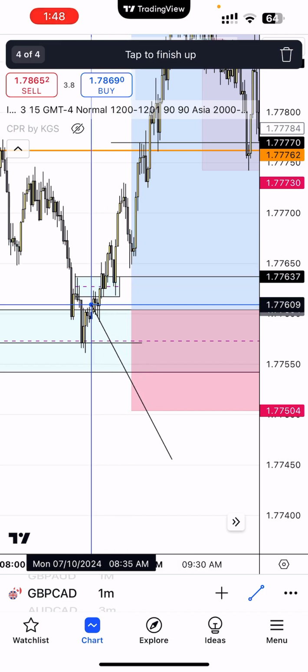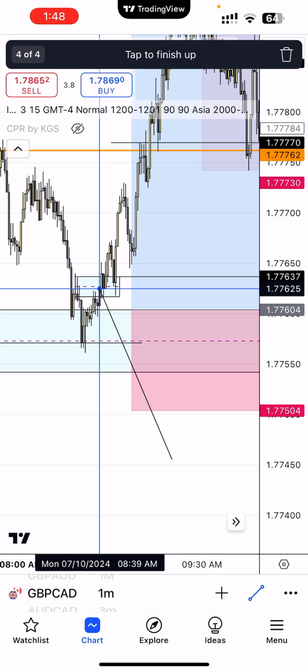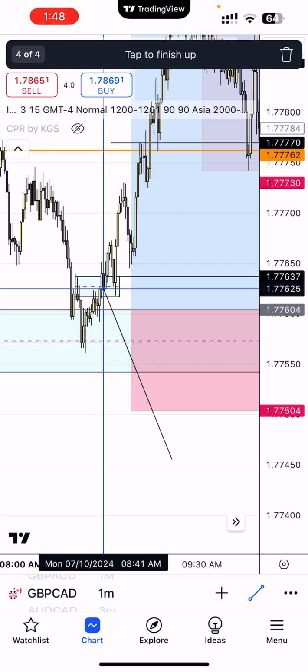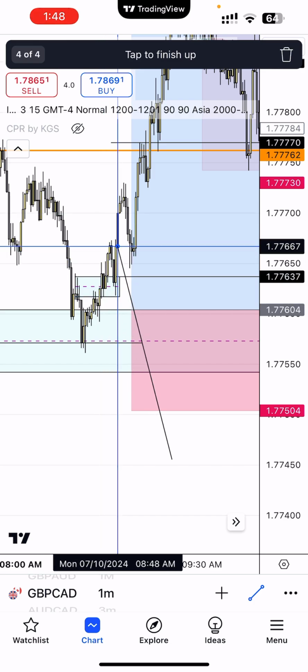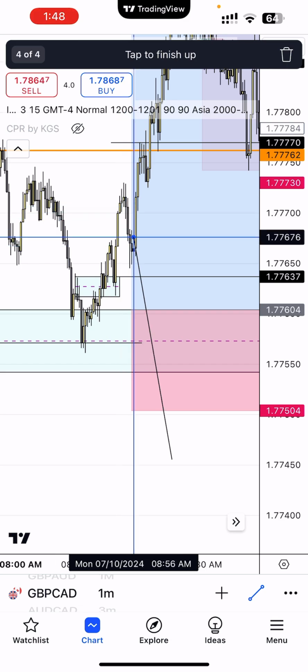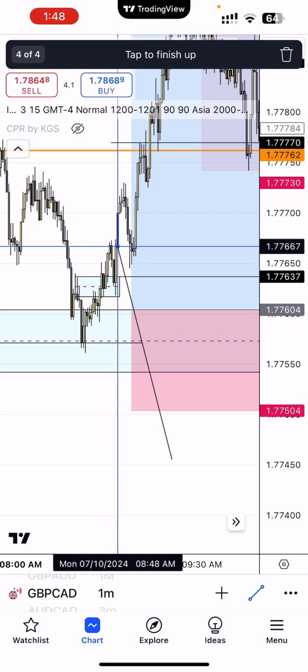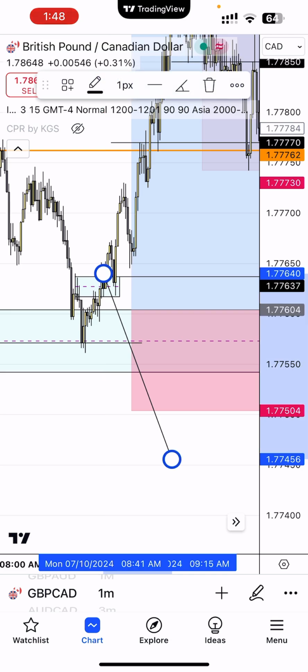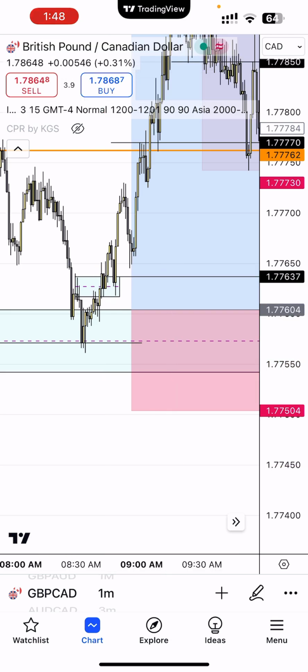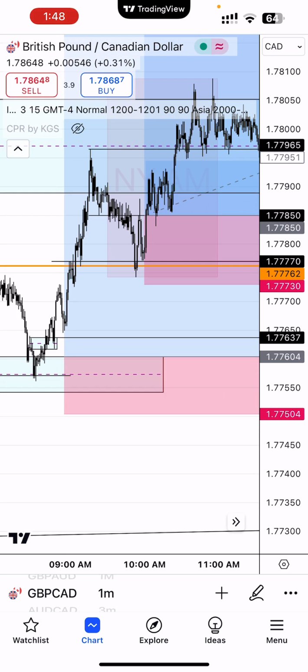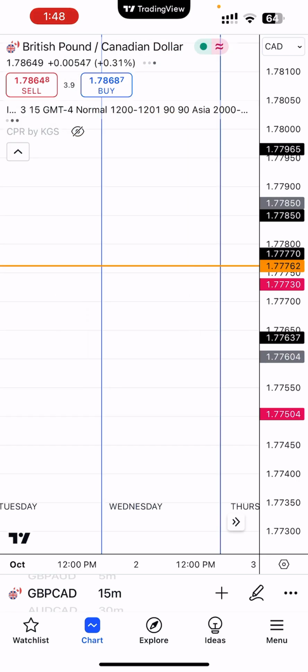I entered around 0.05 and 0.10 when it came here. After seeing this bullish momentum, I entered 0.25, and around this area I entered another lot of 0.2. Like that I scaled in, because the trade is showing me it is going up. So I waited. Let me go to higher time frames.